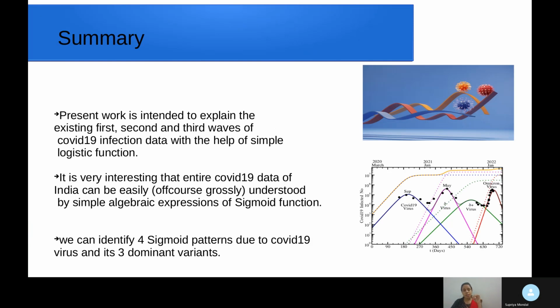So, in summary, we can say that the present work is intended to explain the existing first, second and third waves of COVID-19 infection data with the help of a simple logistic function. It is very interesting that the entire COVID-19 data of India can be easily understood by simple algebraic expressions of the sigmoid function, and we can identify four sigmoid patterns due to the COVID-19 virus and its three dominant variants. Thank you.